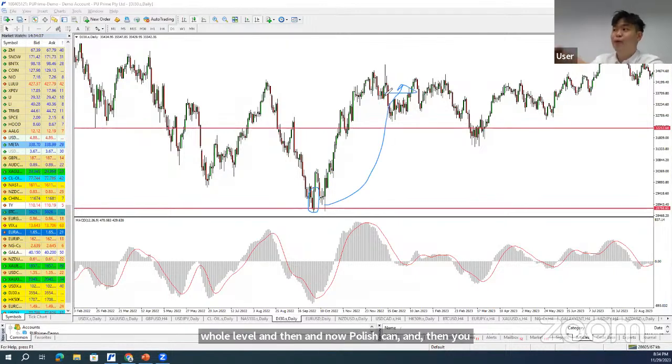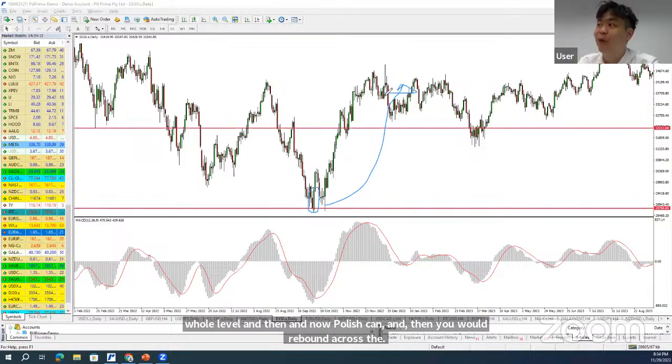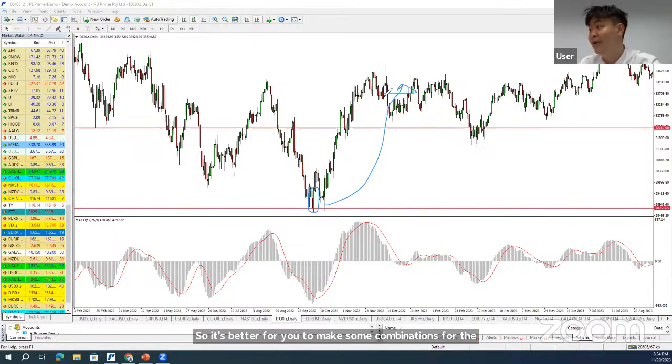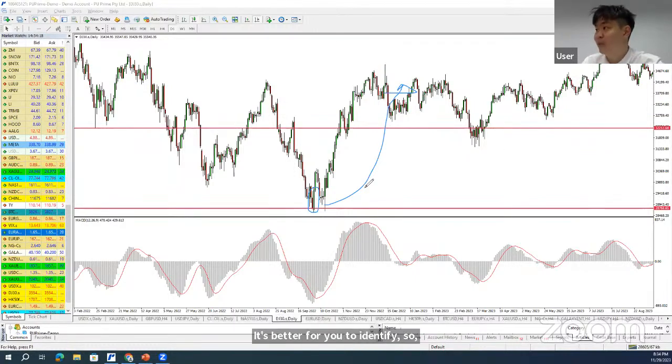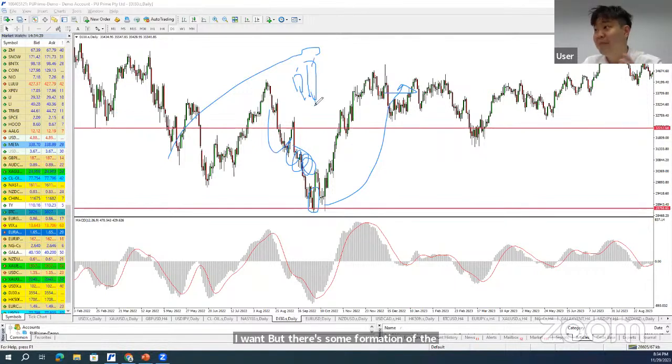So it's better for you to make some combinations with the support and resistance level, because this kind of candlestick pattern, right, is better for you to identify trend reversal. So if overall is bullish trend, if overall is going up, not going down, but there is some formation of the bullish or bearish engulfing candlestick, it might not be strong enough for you to identify the trend.